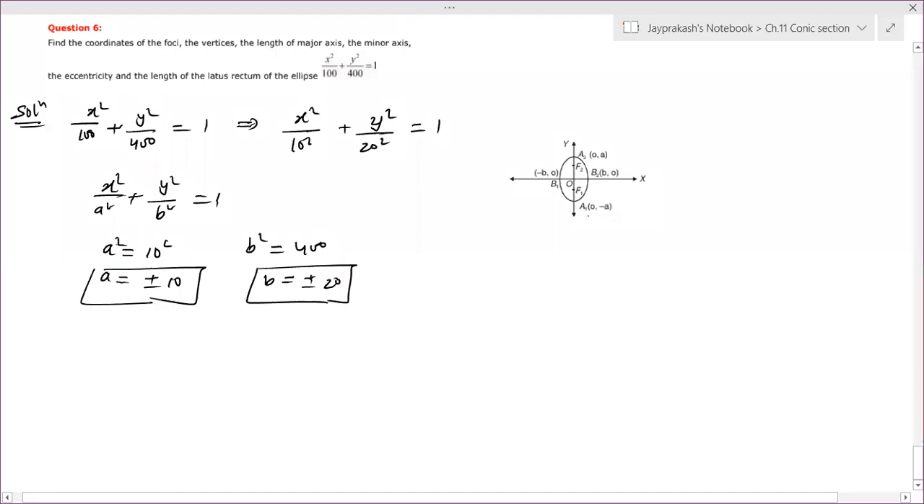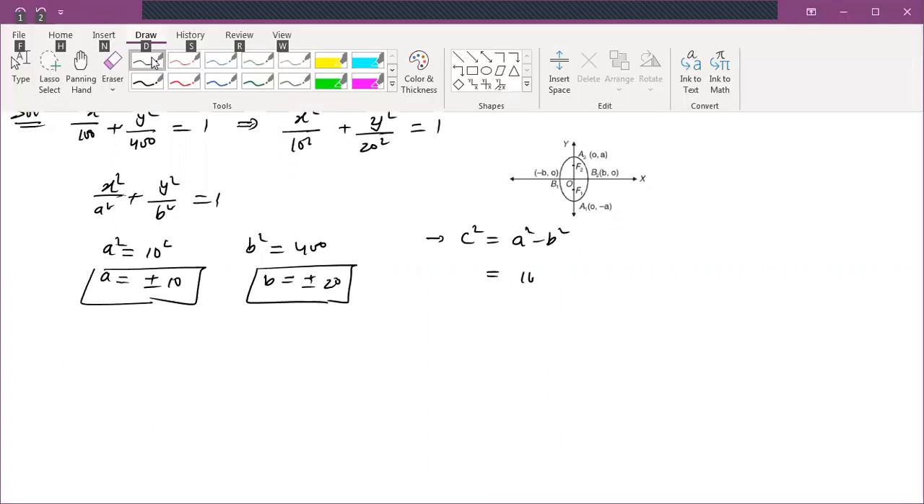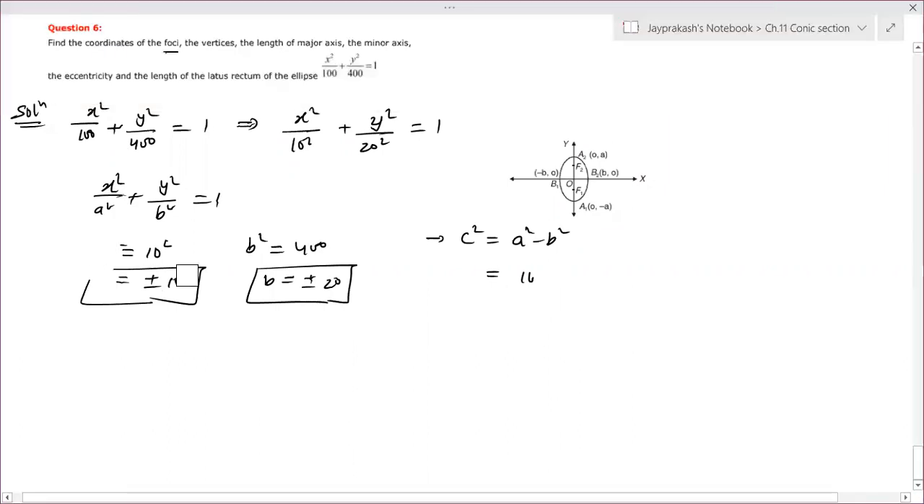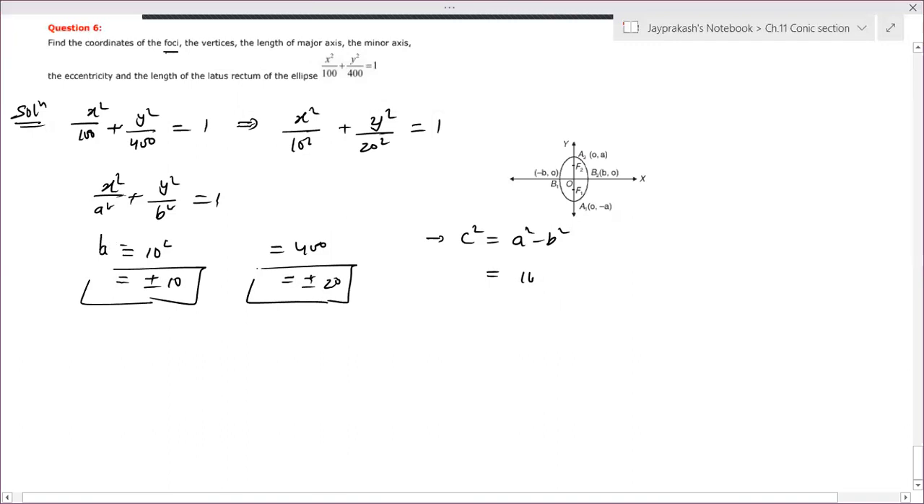This is the representation of an ellipse along the y major axis. Now we have to find the foci, so we have to calculate c. c square is equal to a square minus b square. Here a is the greater value, so we consider the larger value as a and the smaller value as b. So this is b square, which is the smaller one, and the larger value is a square.